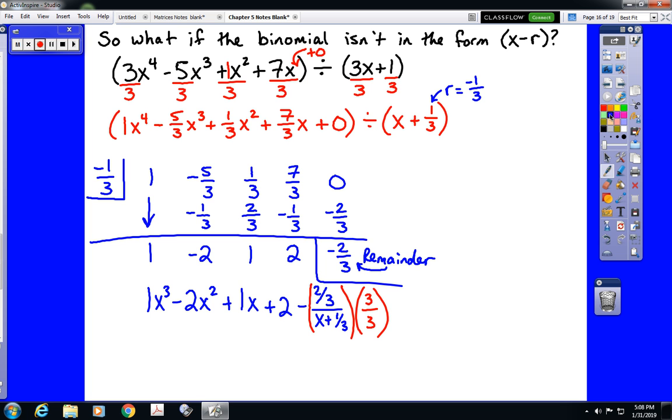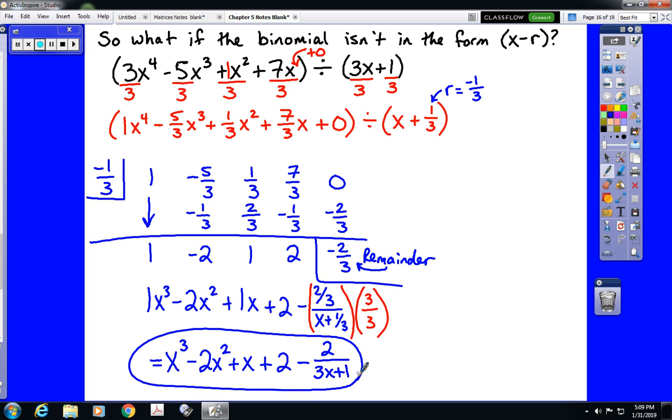So what that does, and by the way, we're also going to write these two terms without the coefficients because technically that's better math notation. x cubed minus 2x squared plus x plus 2. And then our remainder, 2/3 times 3 is 2 over 3 times this binomial would give us back our original divisor, 3x plus 1.